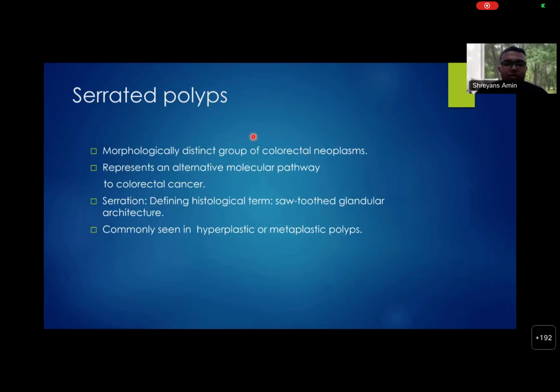Diagnosis is this is a morphologically distinct group of colorectal neoplasms. They represent an alternative molecular pathway to colorectal cancer, and these are serrated polyps. Okay?